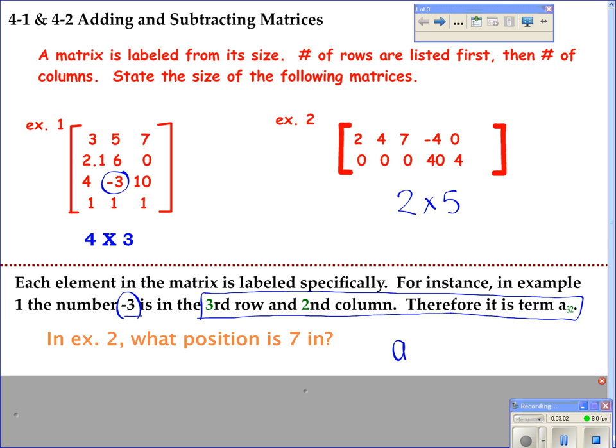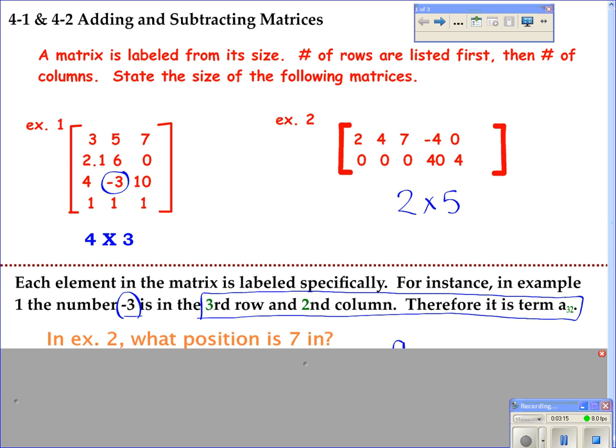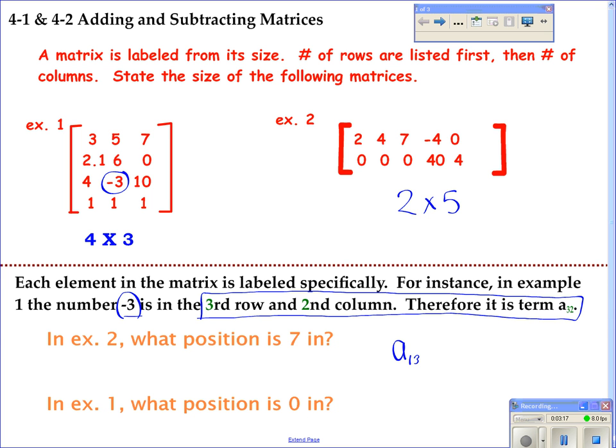The row is 1, the column is 3. So it's not really A13. You're looking at the two numbers separately. So it's the first row, third column. And the last example. Looking at the left matrix, what position is 0 in?